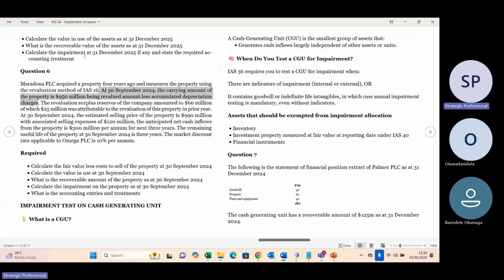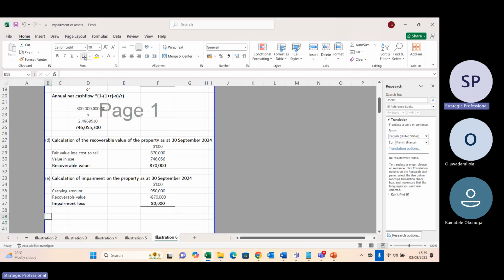The next one is the accounting treatment, the accounting entries.